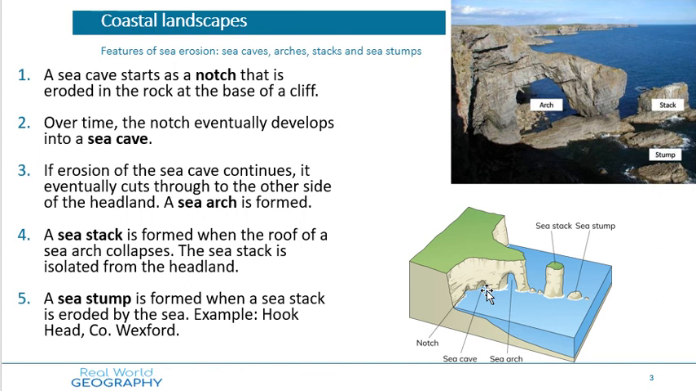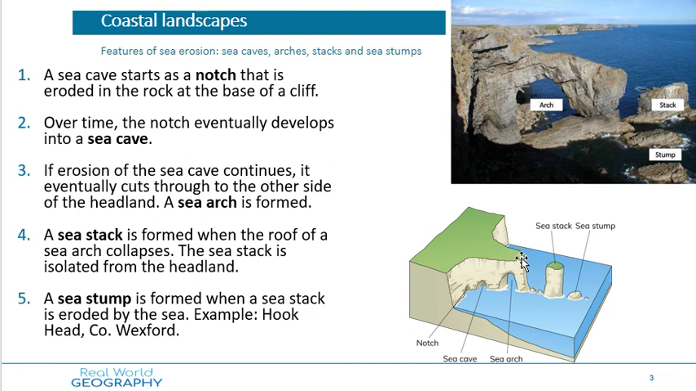What's next? Well, if a sea cave continues to erode, look at the diagram here, guys. If this sea cave continues to erode, it'll come out the far side here and form a sea arch. So literally an archway you can walk under. Here's a real example of a sea arch, and here's an example on our diagram. Now a sea arch is formed. Think of this rock, guys. This rock is unbelievably heavy. What might happen is this rock might eventually give way. When a sea arch gives way, a sea stack is formed.